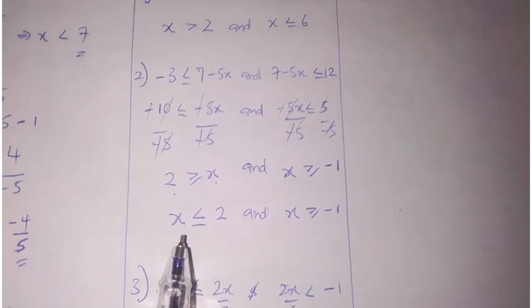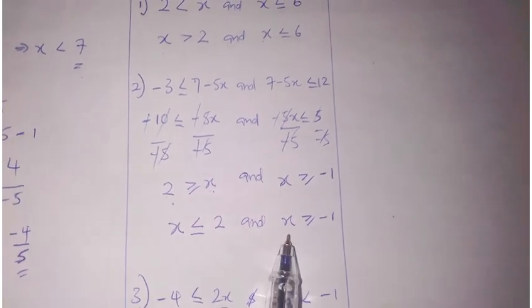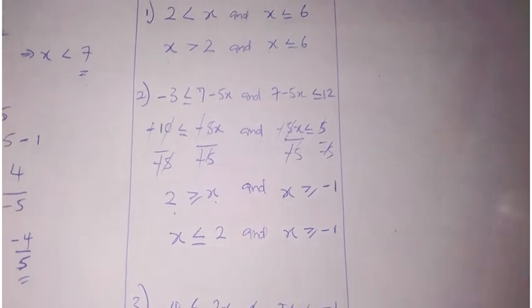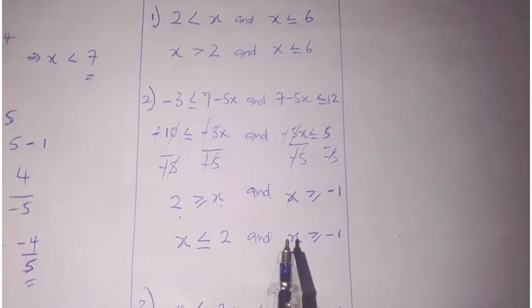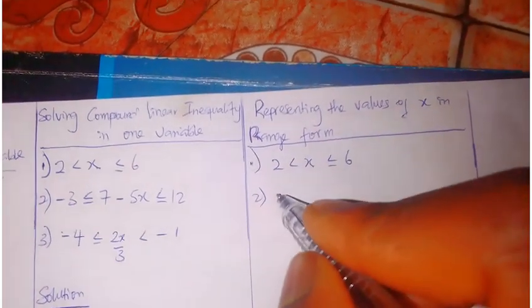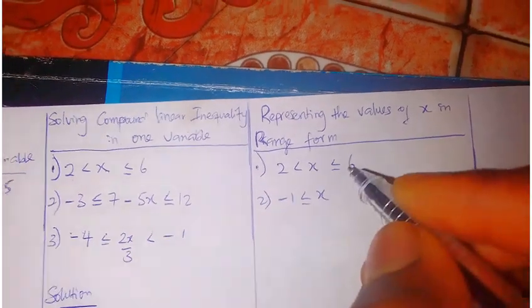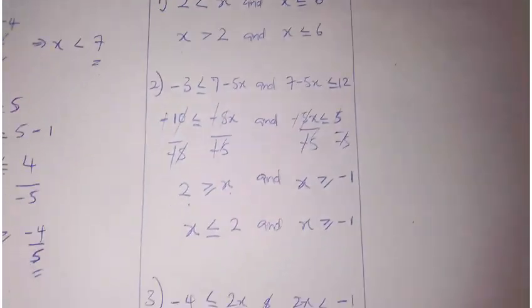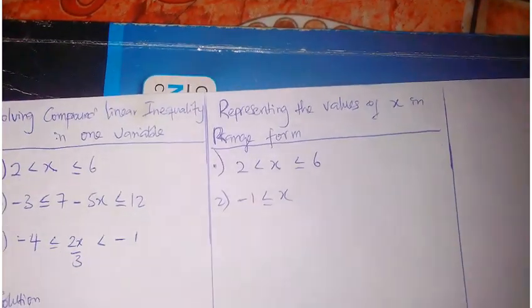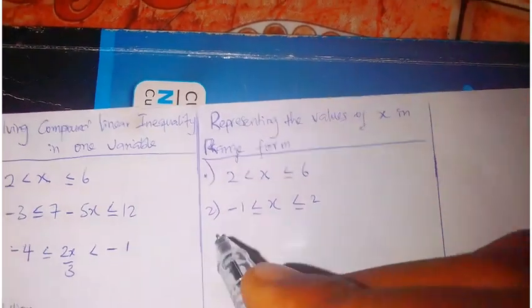For number 2, what's my answer? x is less than or equal to 2, and x is greater than or equal to minus 1. The smaller one is minus 1. So minus 1 from here becomes minus 1 less than or equal to x. Then what is the relation of x and 2, which is the greater? x is less than or equal to 2. As simple as that.